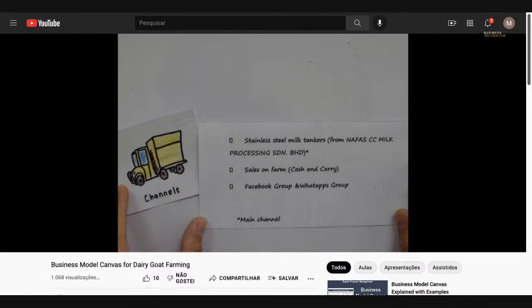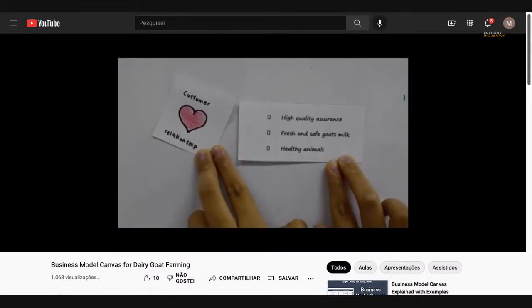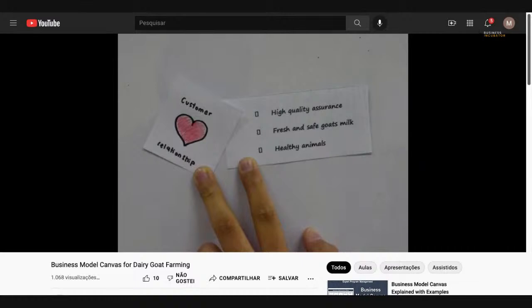To have a good customer relationship, we at FCC would give high quality assurance of our products to satisfy our valuable customer and at the same time fresh and safe goat milk to be consumed with certification from HACCP. Besides that, we will also provide the healthy animals for the local goat farmers. Last but not least, our company will also have annual contract or consistent goat milk supply throughout the year, thus will help Malaysia to achieve higher percentage of goat's milk and meat production.